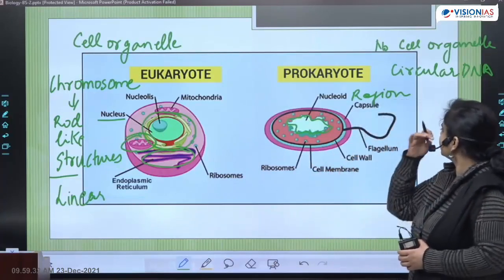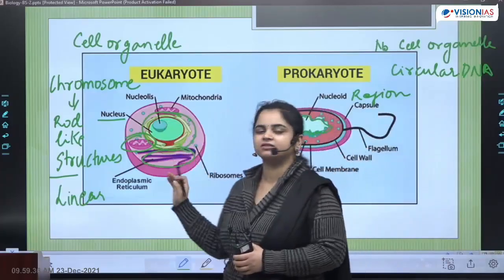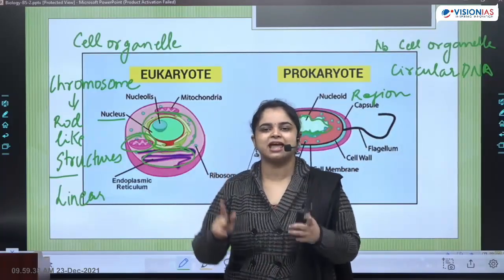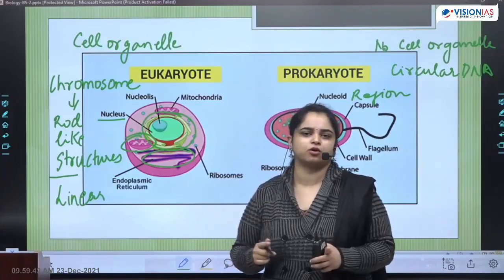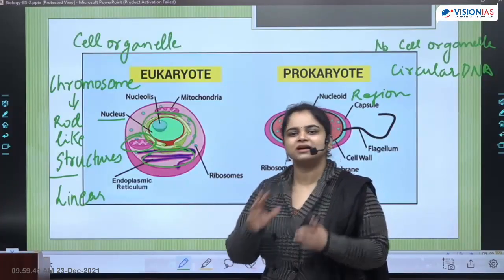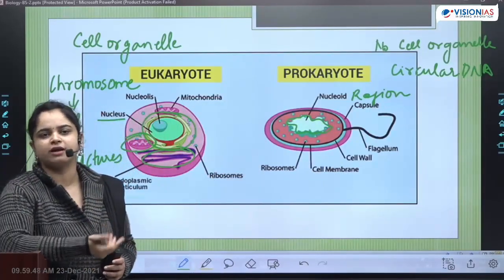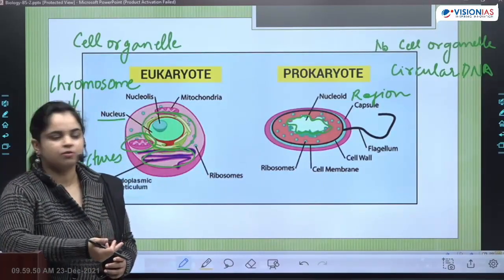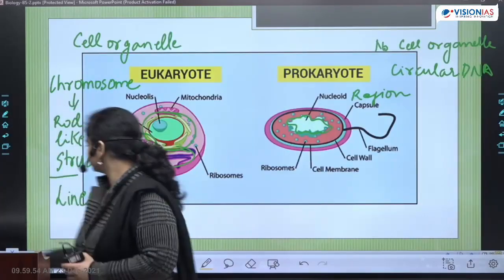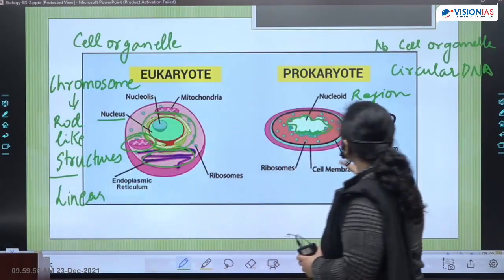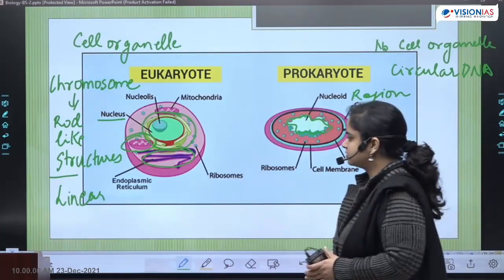Prokaryotes do not have any other cell organelle also. Eukaryotes will have other cell organelle. So shape of DNA and presence or absence of cell organelle are the two basic differences between eukaryotic and prokaryotic organisms. Okay. We will write this down. First we'll write down about prokaryotes.